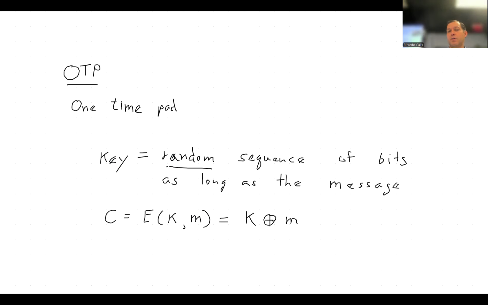In some cases, you may be able to use the one-time pad, and that's great. Just use XOR, have a key which is a random sequence of bits, but it has to be as long as the message. What's the problem with that in the modern world? It's because of the length of the message. Exactly. Again, performance.